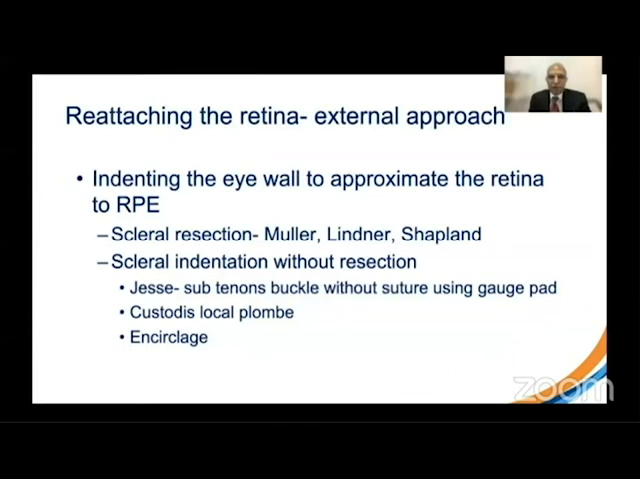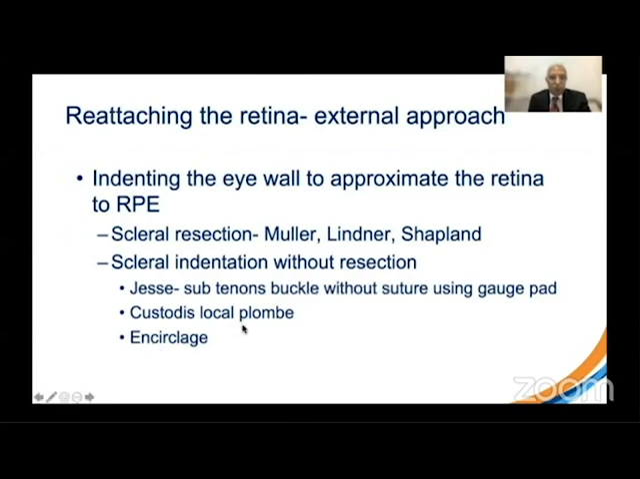Coming to retinal reattachment surgeries, the initial attempts were always external in nature because vitrectomy was not in vogue at the time. Indenting the eye wall to approximate the retina to the retinal pigment epithelium was what was attempted. The initial procedure was scleral resection, as was done by Mueller, Lindner, and Chaplin. And rapidly it was replaced by indentation techniques without scleral resection using exogenous material. Jessop tried just a simple gauze pad, and this was rapidly replaced by more tolerant materials because gauze tends to get infected over a period of time.